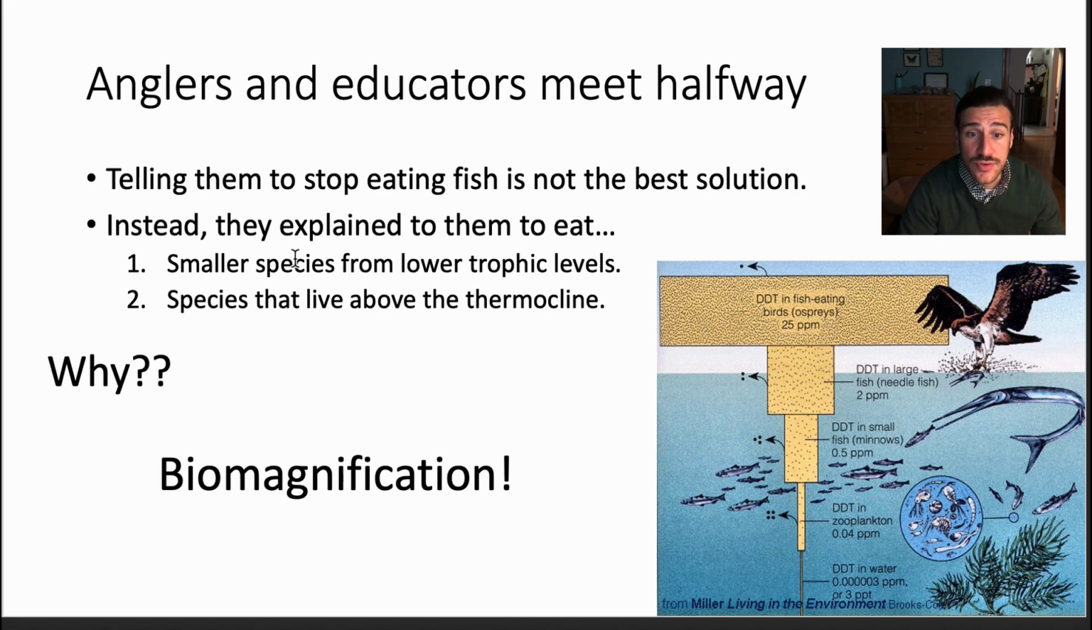But by telling them to eat smaller species and avoid fishing species that live below the thermocline. So the thermocline is the region between the epilimnion and the hypolimnion. So anglers were told to not fish for those bottom-dwelling fish that are interacting with more pollutants. So, fish near the surface and eat smaller species, right? Because again, these smaller species are going to have fewer pollutants in them through this process we call biomagnification, right? So they met halfway, and it has been rather successful.